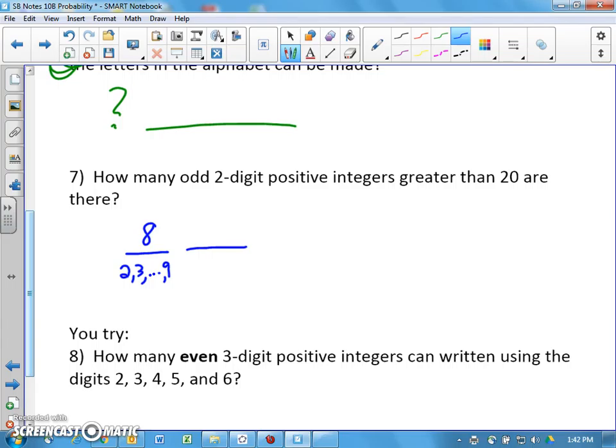My second part says that it has to be odd. That deals with the last digit. It would be a 1, 3, 5, 7, or 9 to end up as an odd number. So those are 5 possibilities there. So this gives me a total of 40 odd 2-digit numbers greater than 20.